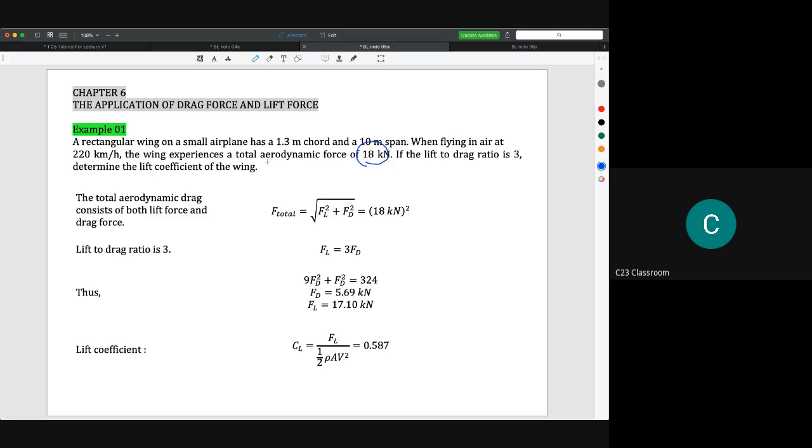Because it says the total aerodynamic force, this is the idea. And then we know that the lift to drag ratio is 3, so we could have this one. Then we could calculate the drag force and also the lift force. And then we could calculate the lift coefficient by using this equation. So you get it is equal to 0.587.